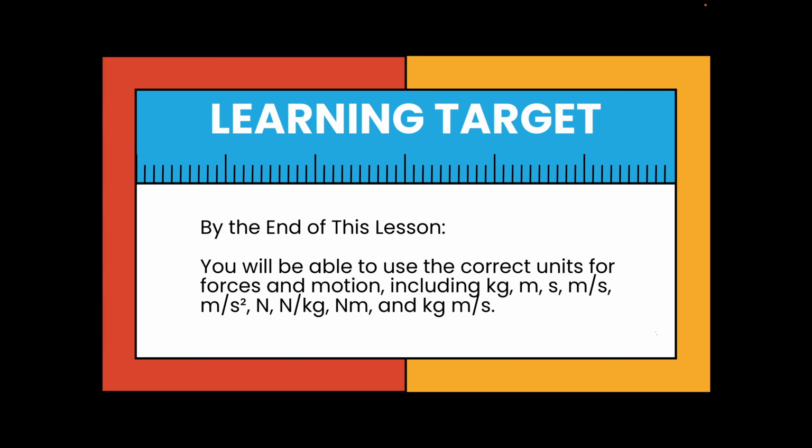By the end of this lesson, you should be able to use the correct units for forces and motion. Some of these units will already feel familiar, like kilograms, meters, and seconds. Others may look more complicated, like meters per second squared, newtons per kilogram, newton meters, and kilogram meters per second. The important thing today is not just to recognize the unit, but to understand what each unit tells us. So as we go through the lesson, keep asking yourself, what does this unit measure? And what kind of physical quantity does this number describe?